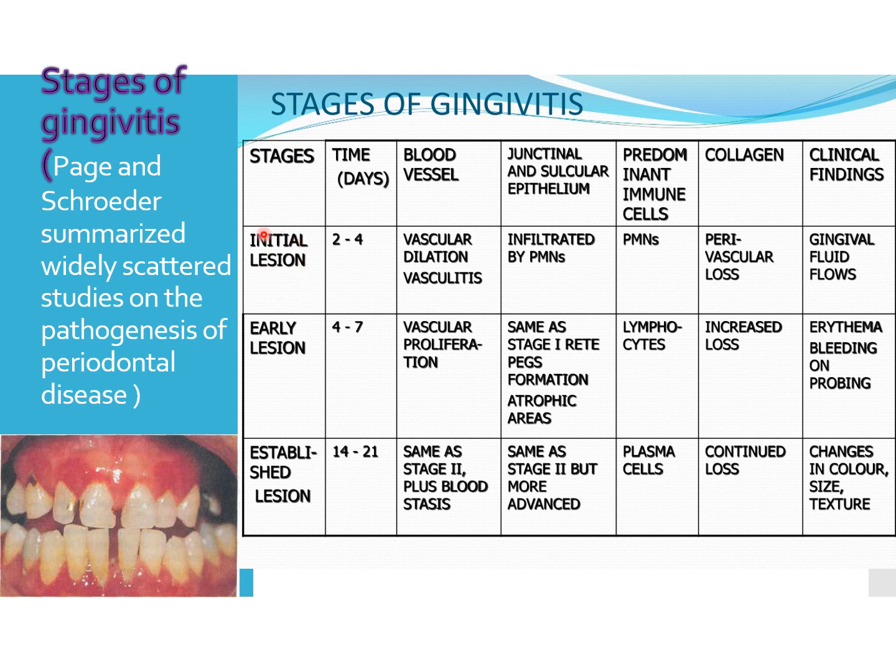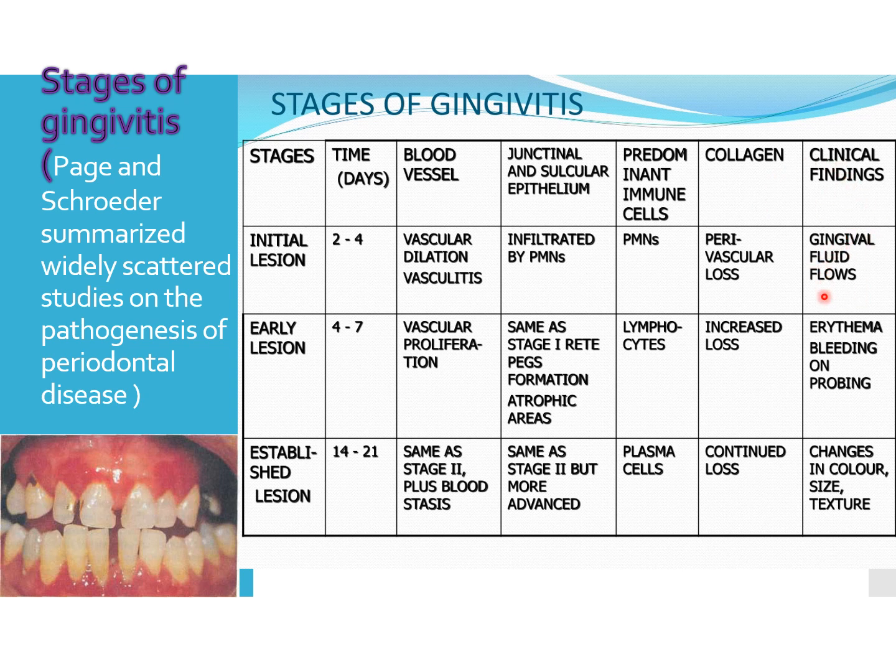The first one, the initial lesion, is stage 1, which appears in 2 to 4 days. We are discussing here both the clinical findings as well as the histopathological findings. Under blood vessels there will be vascular dilatation and vasculitis, and the junctional and sulcular epithelium will be infiltrated by polymorphonuclear neutrophils, and the predominant immune cells will be PMNs. There will be perivascular collagen loss, and the clinical finding will be gingival fluid flow.